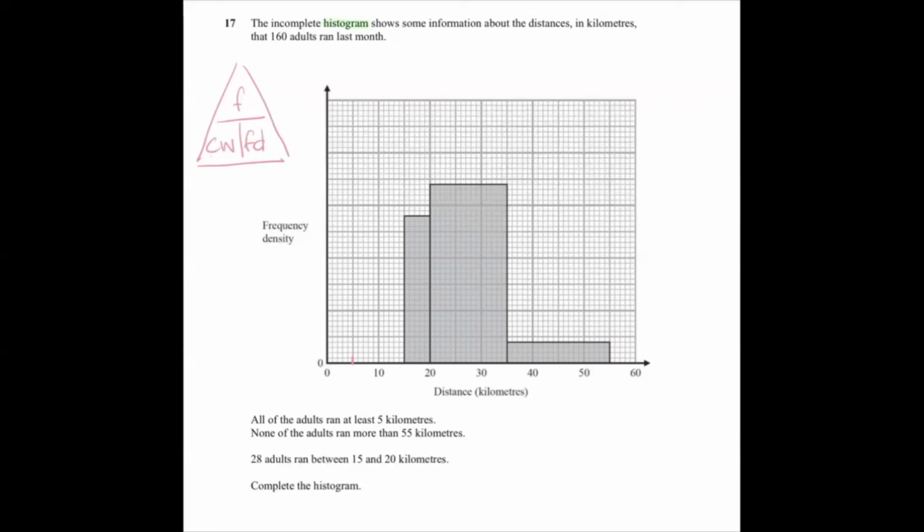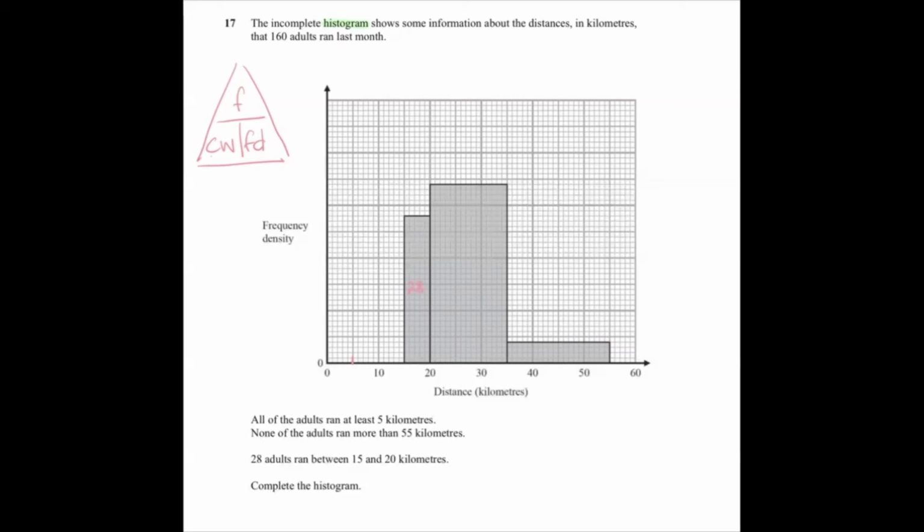It says that 160 adults ran and that the information is in our histogram and we have to complete it. The first line, all of the adults ran at least 5 kilometers. So I would mark that on the histogram ready. That's the bar I'm going to need to complete. None of the adults ran more than 55. So check that end. Okay, that is the last of the adults done. So I don't need to worry about this side. And we're being told that 28 ran between 15 and 20.